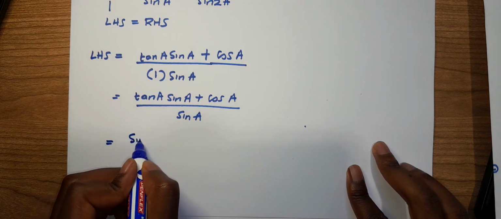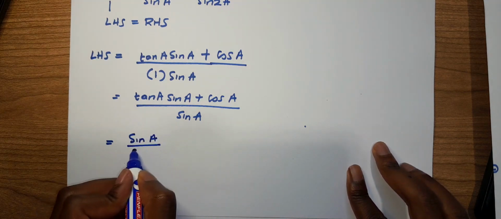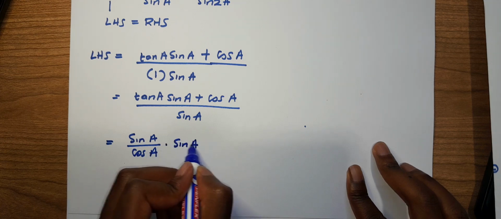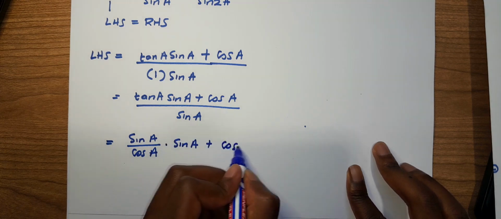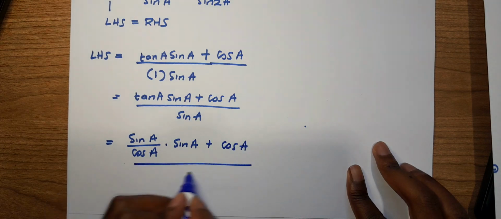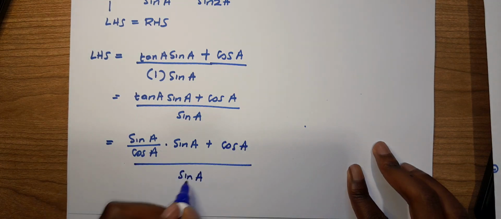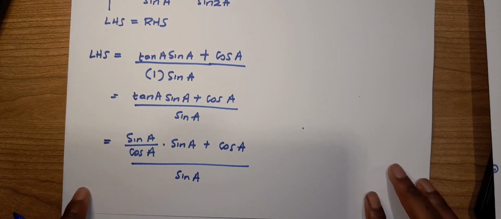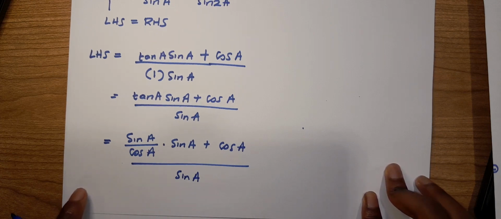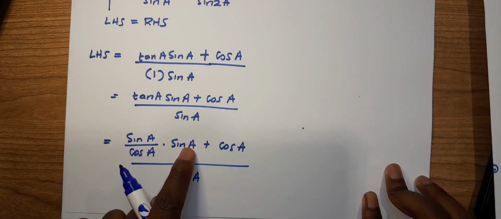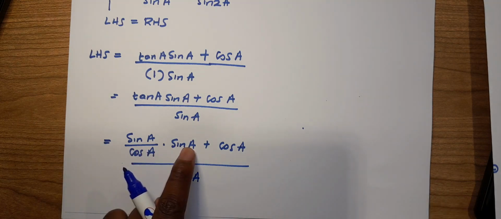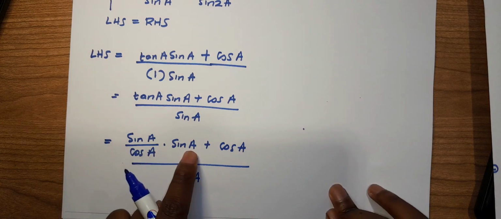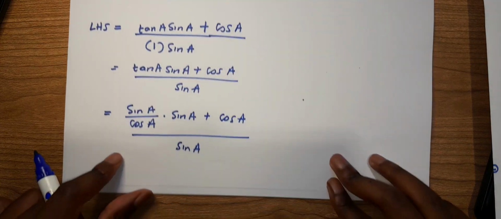We're going to have the sine of A divided by the cos of A times the sine of A, and then plus the cos of A, and then I'm going to divide everything by the sine of A. So now in other words, I'm having the sine squared of A divided by cos A, right?